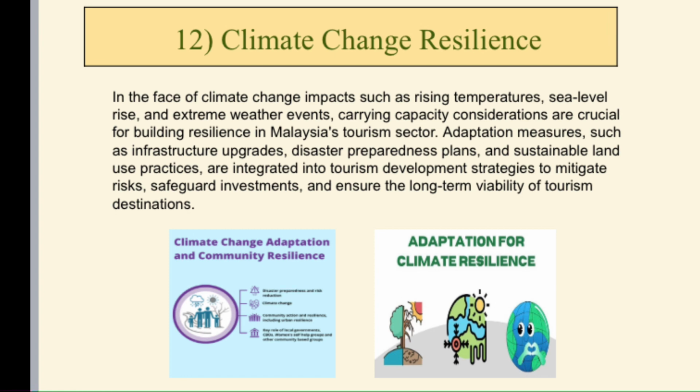The next one is climate change resilience. In the face of climate change impacts such as rising temperatures, sea level rise and extreme weather events, carrying capacity considerations are crucial for building resilience in Malaysia's tourism sector. Adaptation measures such as infrastructure upgrades, disaster preparedness plans and sustainable land use practices are integrated into tourism development strategies to mitigate risk, safeguard investment and ensure the long-term viability of tourism destinations.